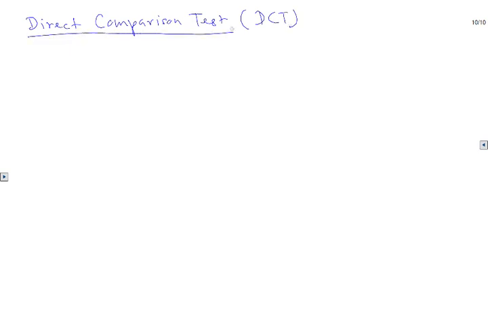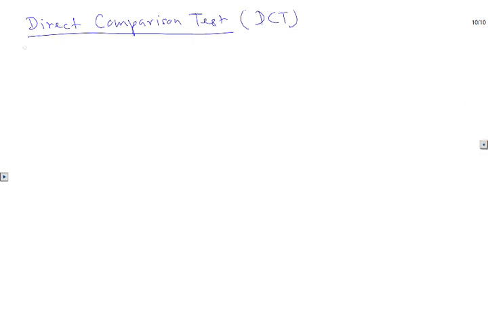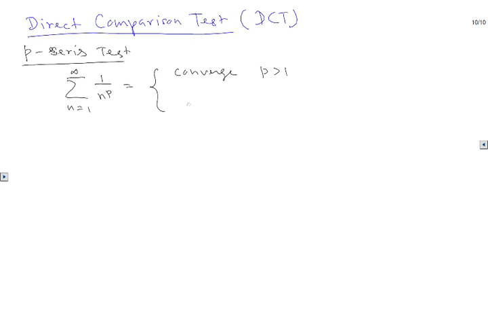Before we go to the direct comparison test, we need to recall one of the very important results, the P series test. We have the sum from n equals 1 to infinity of 1 over n to the p. This series is going to converge if p is greater than 1, and it is going to diverge if p is less than or equal to 1. If you draw it, that's the situation.